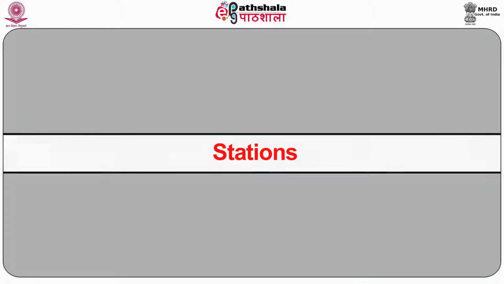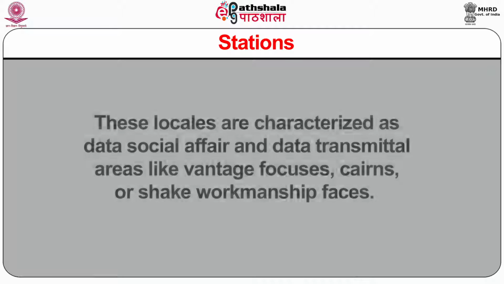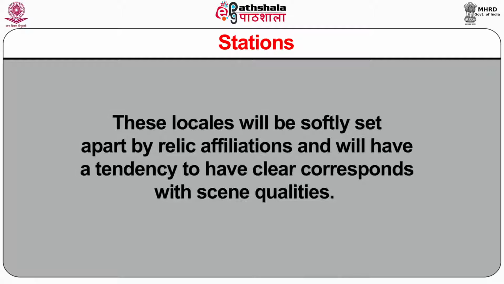Stations. These locales are characterized as data gathering and data transmittal areas like vantage points, cairns or rock art faces. Portable ancient artifacts might be found and some evidence of camping may be present. Yet, by and large, these locales will be softly marked by relic affiliations and will have a tendency to have clear correlates with scene qualities.